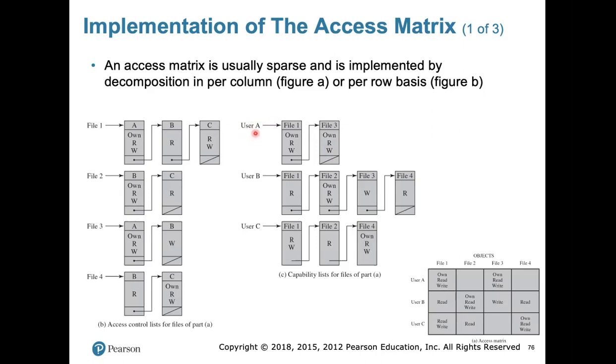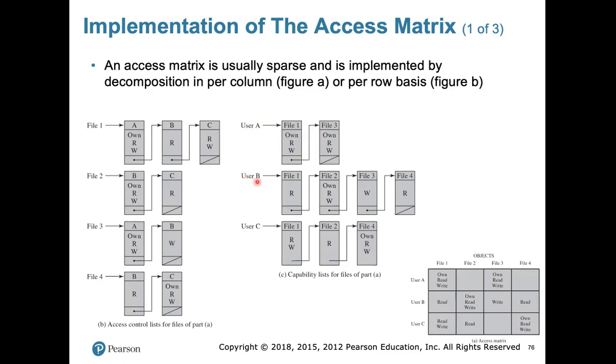User A is allowed to use file 1 with these levels of access, with these rights. And user A is also permitted to use file 3 as owner. File 1, file 3 as owner. And the blank cells are not reflected here. We don't use any space for them.